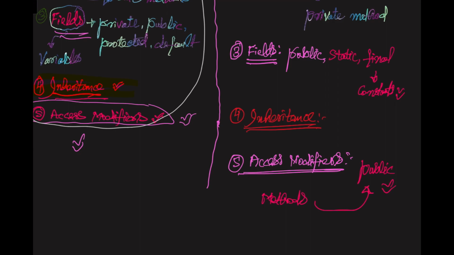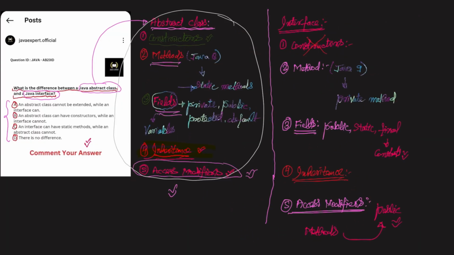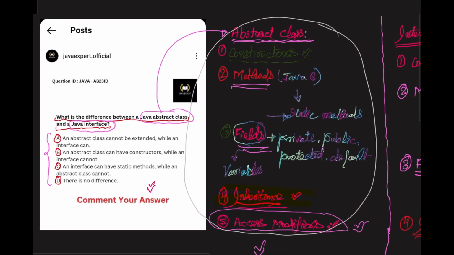Okay, so to just conclude, to sum up all these, I'm telling you, abstract classes and interfaces serve different purposes. Now let's check all the options. Let's check option D first. There is no difference. So this option is wrong, because abstract classes and interfaces serve different purposes and have different capabilities in Java.